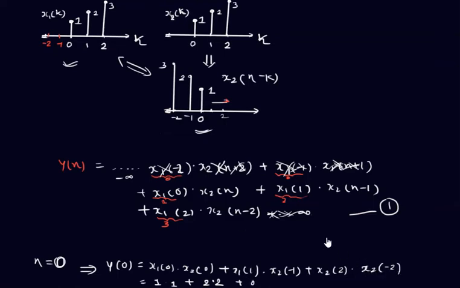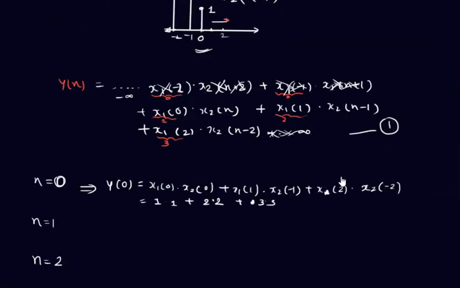And then x1 of 2, where we have a magnitude 3, into x2 of minus 2. At the location of minus 2 we have a magnitude 3, so again it is multiplied by the value of 3. Okay, now let us sum up all the things. 1 into 1 is 1, 2 into 2 is 4, and 3 into 3 is 9. So it will give a value of 14. So we can conclude that at the location of 0, we will have a magnitude of 14 after convolving our two signals.